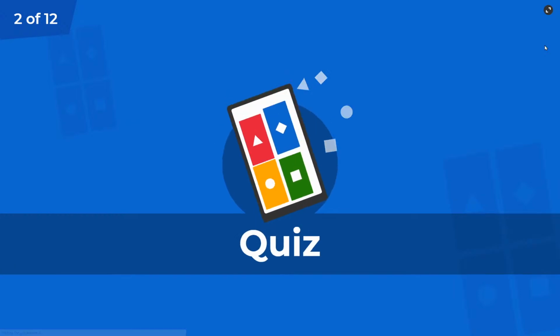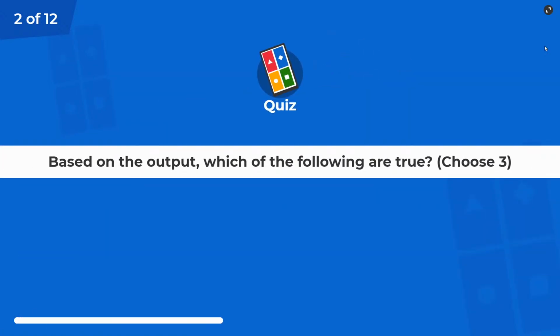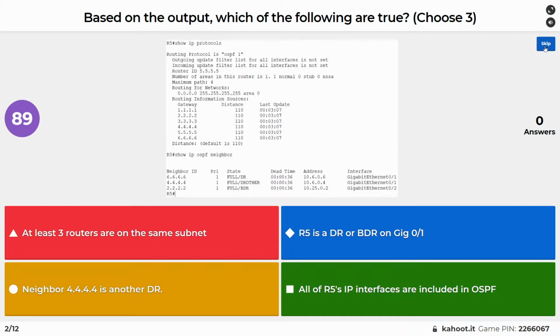Here is question number 2. It's multiple select, so choose at least 2 answers. Actually, they want 3 exact answers. And based on the output here, which of the following are true?